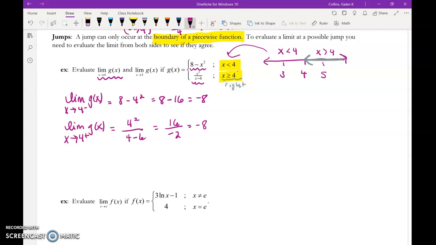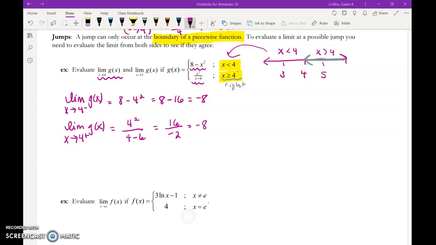So remember, the limit exists if the limit from the left and the right agree. And so in this case, they do. We get the value negative 8. Therefore, we could conclude, oh no, what's happening?